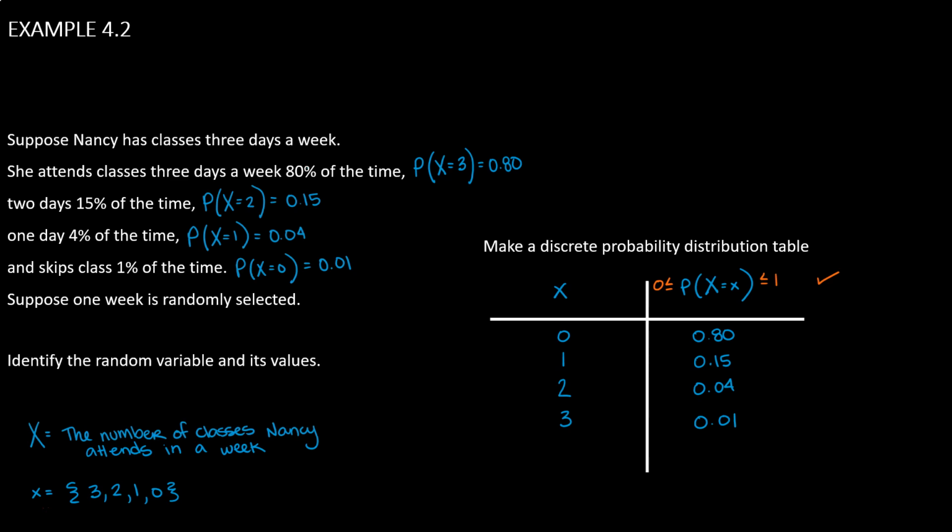Also, we need to double check that if we were to add all of our probabilities, that the sum would be equal to 1, or 100%. It is, so we could say that this scenario represents a discrete probability function.